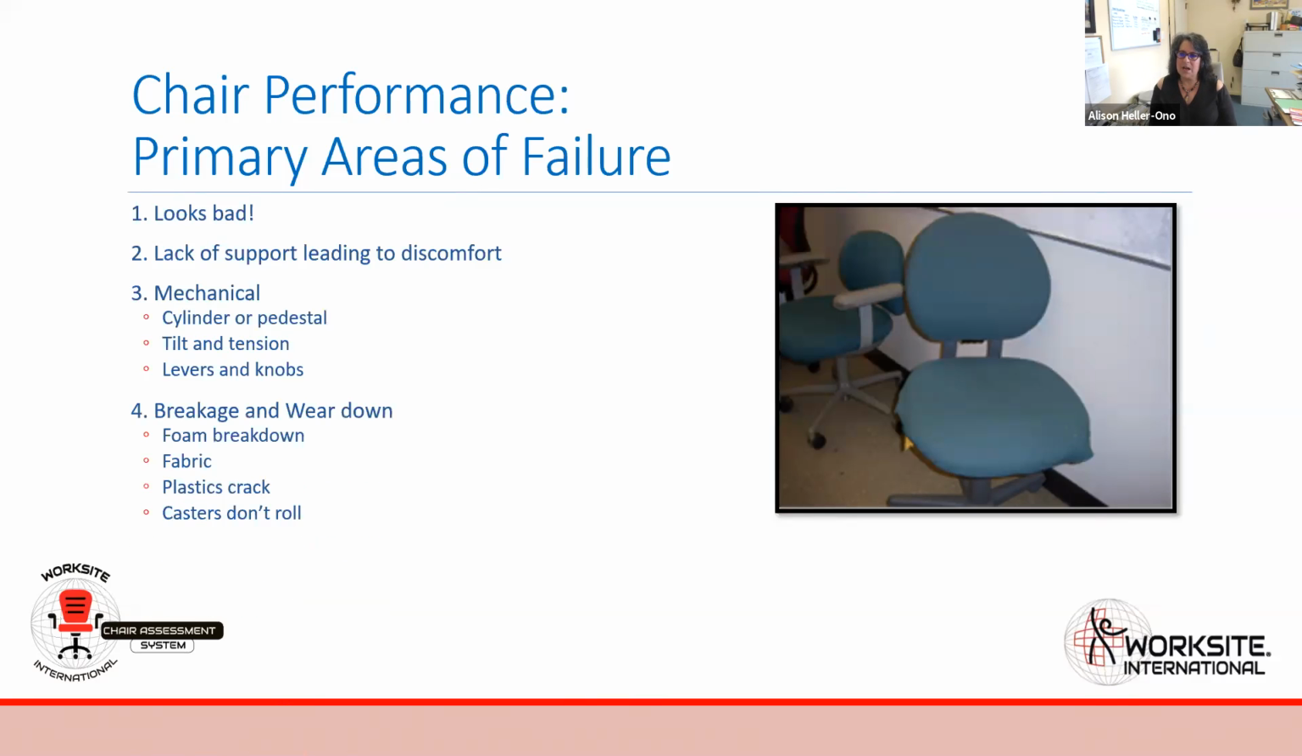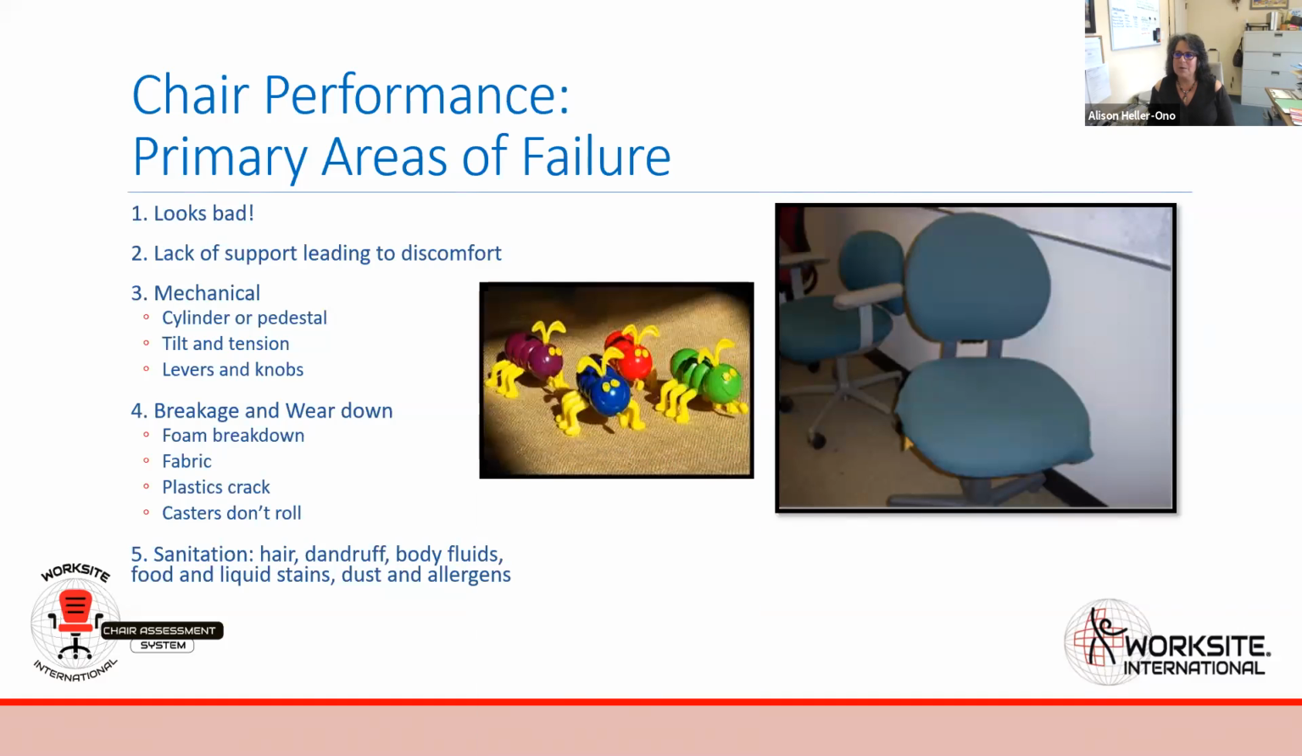There can be breakage and wear down, foam breakdown, fabric breakdown, plastic cracks or breaks, and the casters don't roll any longer from grime, from dust, from hair. These things get caught in the chair. So all these four factors, plus this last one, the sanitary factor. And I'm talking about hair, dandruff, body fluids, food and liquid stains, dust, and allergens. This is what I refer to as the cootie factor.